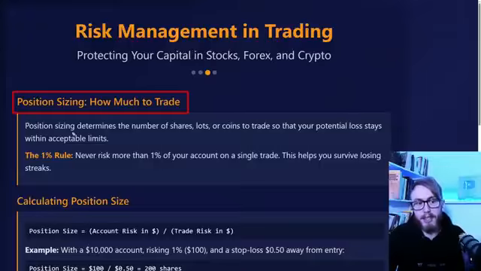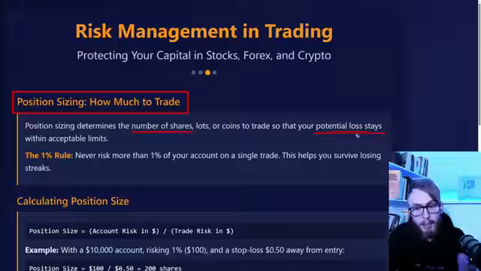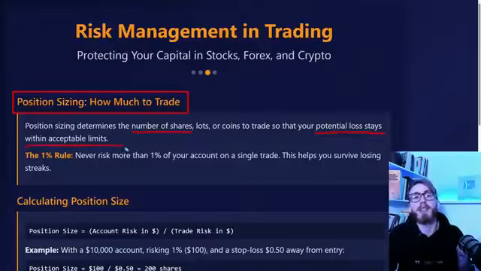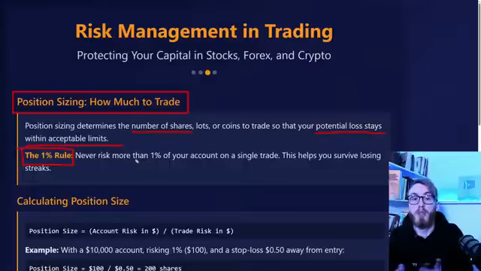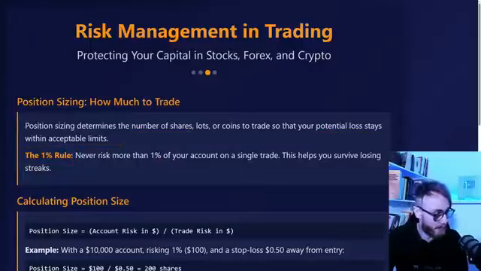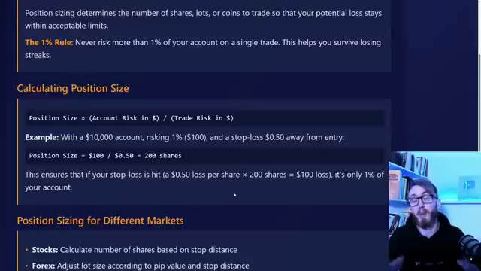As you can see, position sizing determines basically the number of shares or how many cryptocurrencies and so on that you should trade so that potential losses stay within good limits. And a good rule for this is to use the 1% rule, or in other words, you should not risk more than 1% of your account in a single trade. This is a pretty conservative rule, but it's a good rule. And if you follow that rule, you will not blow your account, which is a very common and devastating mistake that beginners make.